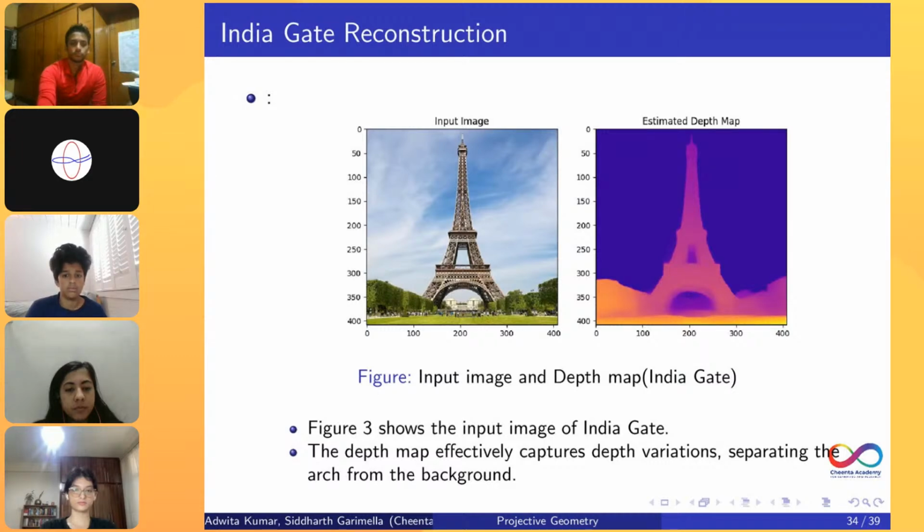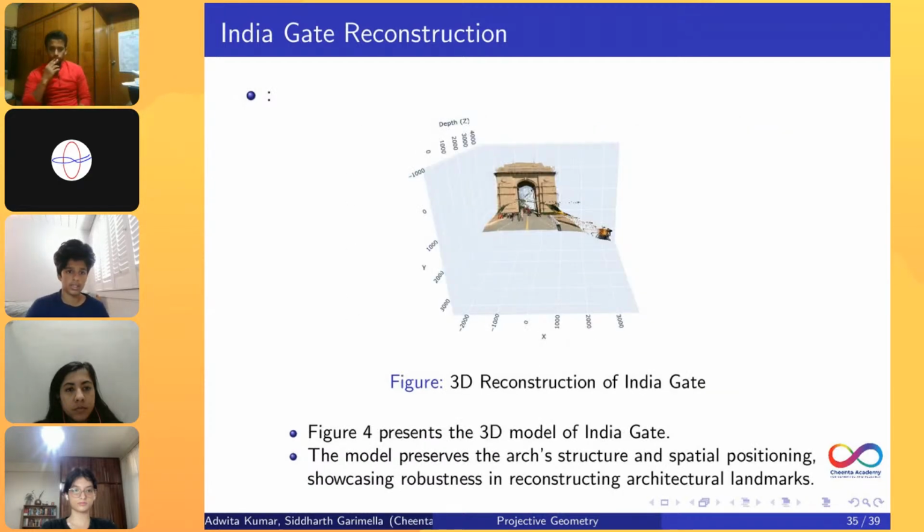I think this is the wrong image, but we had the image somewhere on a different slide. Similar to the Eiffel Tower, we had a depth map for the India Gate, although the image for some reason wasn't showing. But here's the final 3D reconstruction of it. The model still preserves the arch structure and the spatial positioning, showcasing how good it is at reconstructing architectural landmarks.